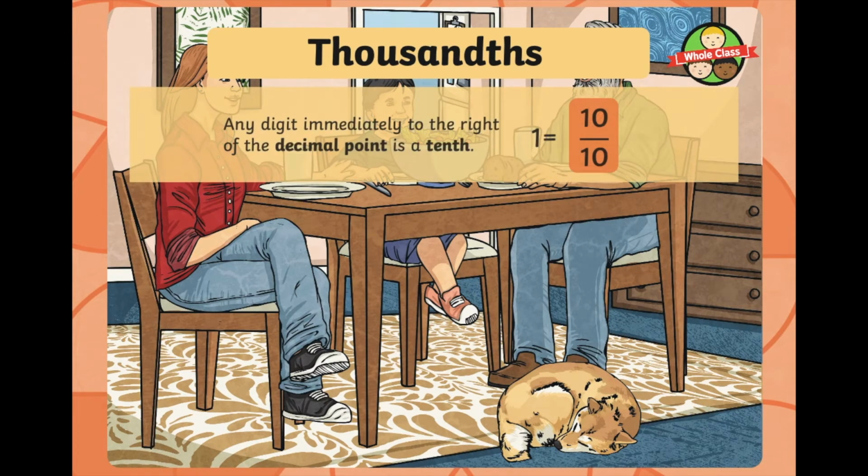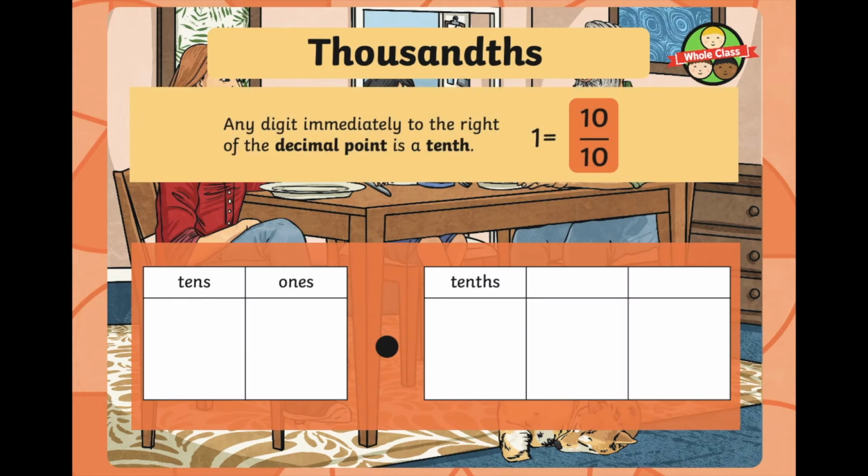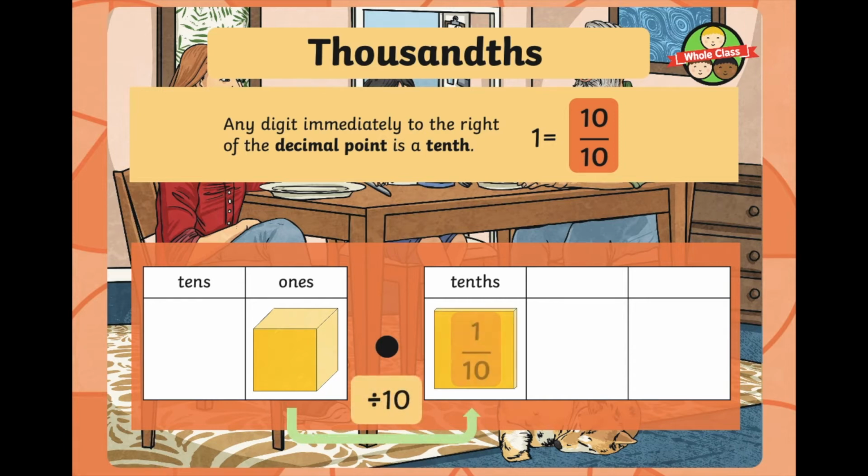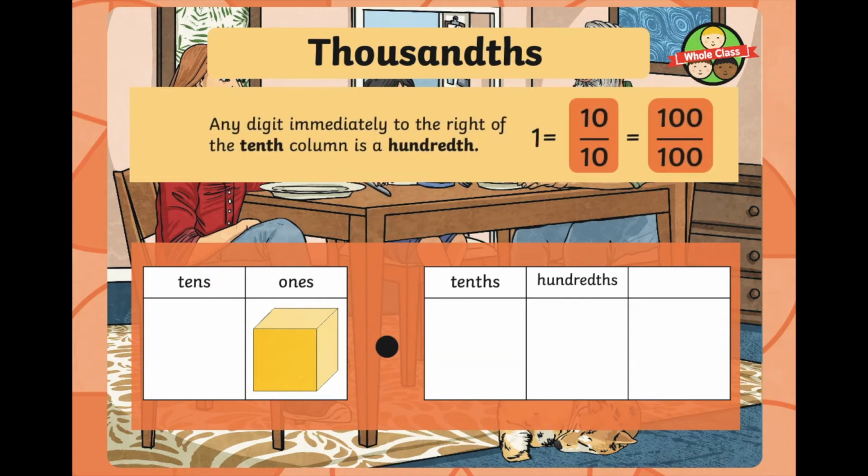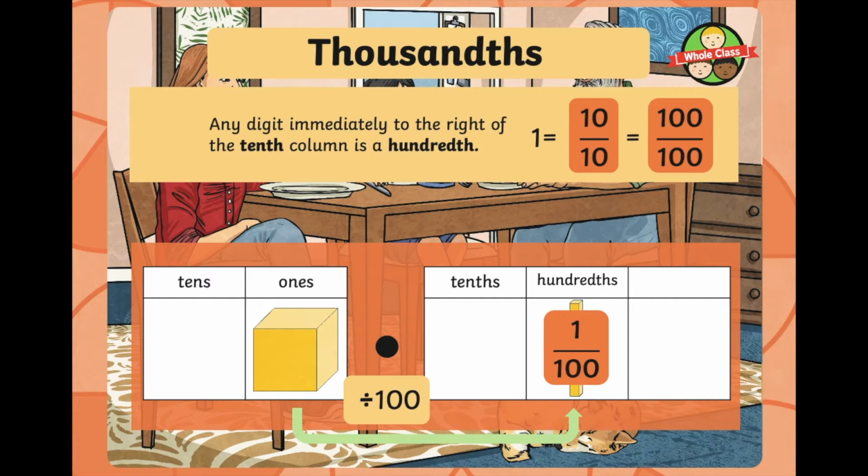Thousandths. Any digit immediately to the right of the decimal point is a tenth. So 1 equals 10 tenths. So you divide 1 by 10 and you get 1 tenth. Multiply it by 10 and you get 1. Any digit immediately to the right of the tenth column is called a hundredth. So 1 equals 10 tenths and 100 hundredths. So 1 divided by 100 equals 1 hundredth. And then you multiply a hundredth by 100 and you get 1.